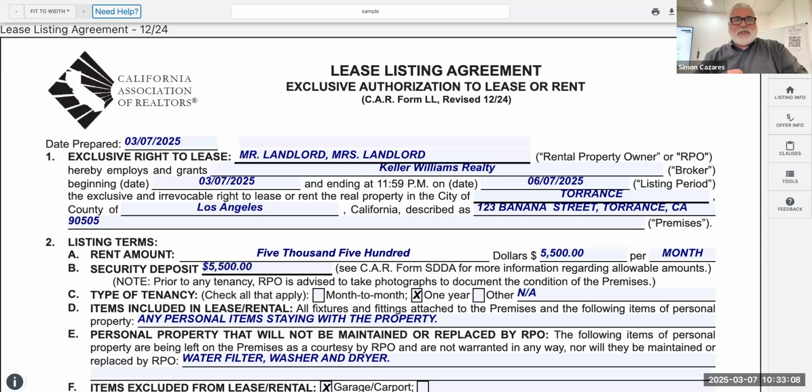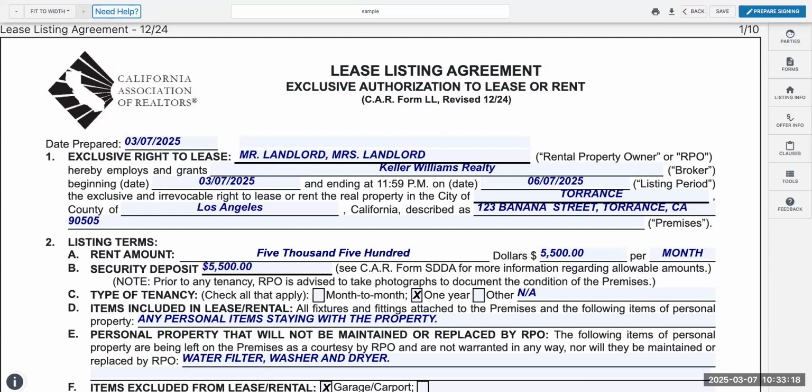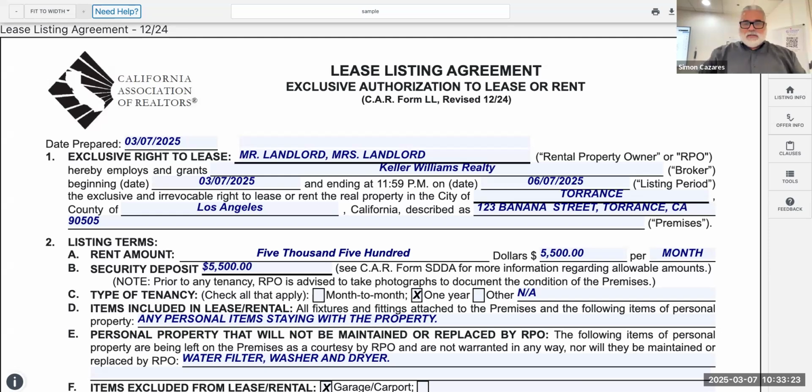Okay, share. All right, I just want to make sure that people on Zoom can see the contract, the lease listing itself. Can anyone see it? Yes, okay, yes. Beautiful. Thank you. All right, so welcome everyone.